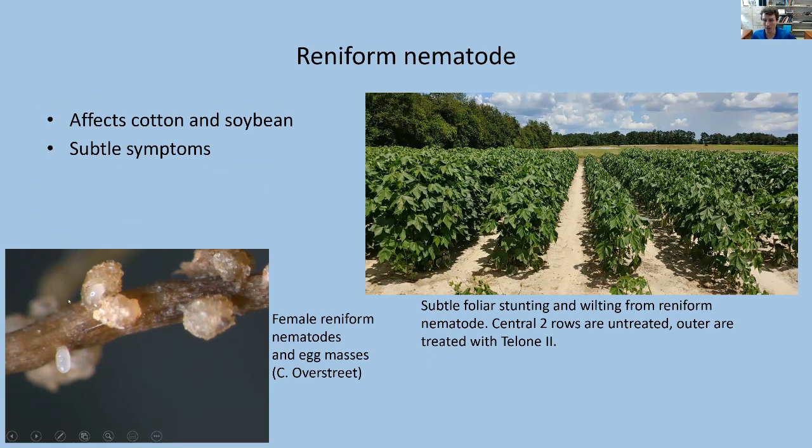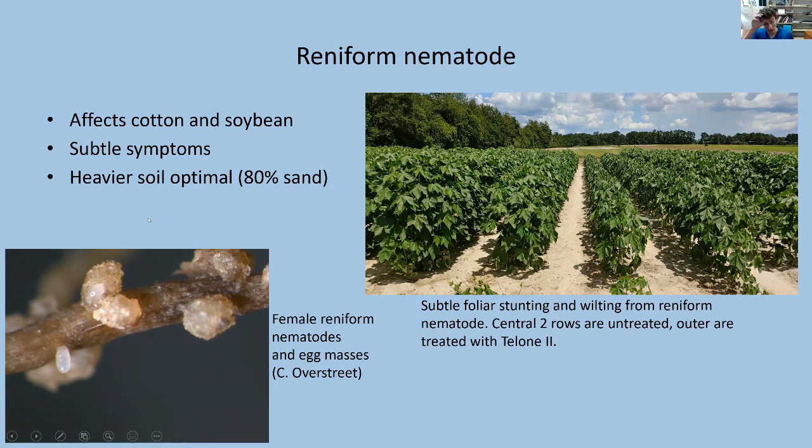In contrast to the other nematodes, it has relatively subtle symptoms, even though it may be draining a little bit of your yield. Here's an illustration in the field. The center two rows here are unfumigated, and you see a little bit more wilting and some stunting from that reniform nematode compared to the outer rows, which are fumigated.